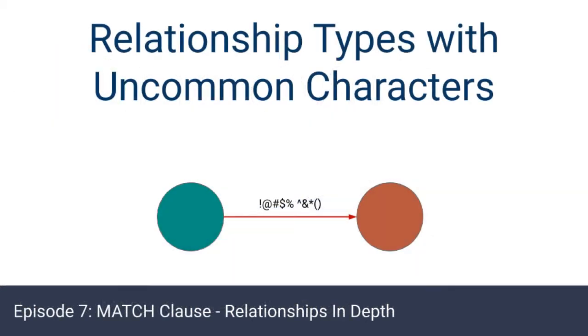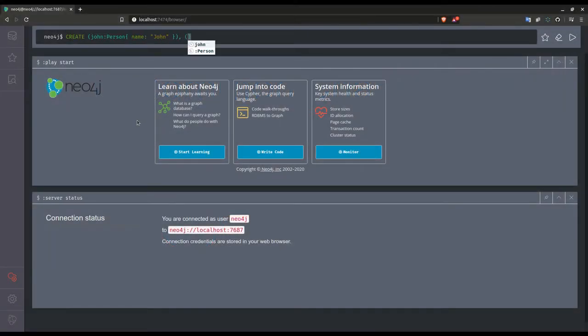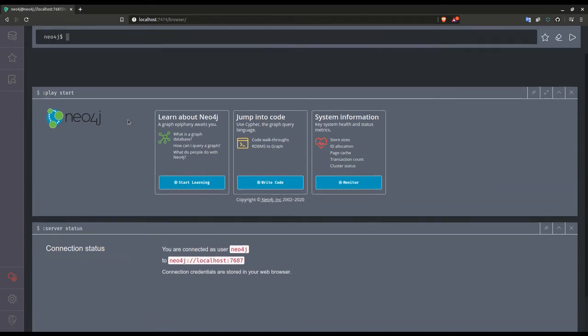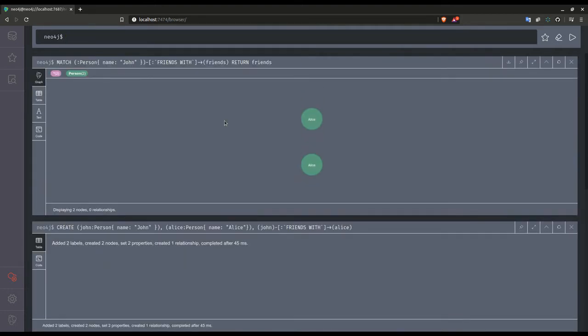One of the topics that we have is relationship types with uncommon characters. There are times that we are going to deal with relationships that have special characters included in their names, especially on dynamic relationships. To solve the underlying requirements, we can wrap them in backticks like this. So in the MATCH clause, this is how it is done. Notice that we have a space in our relationship.